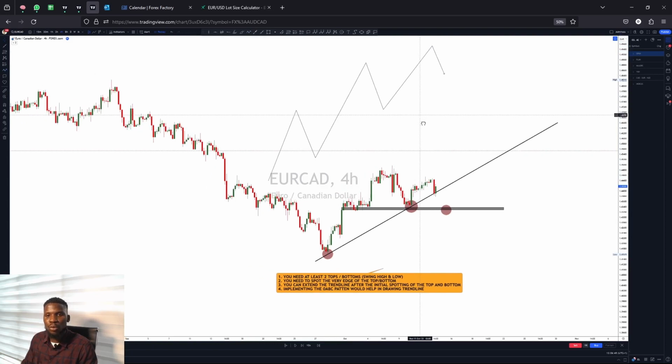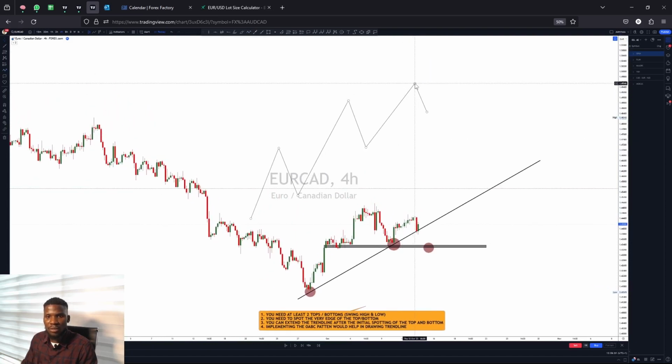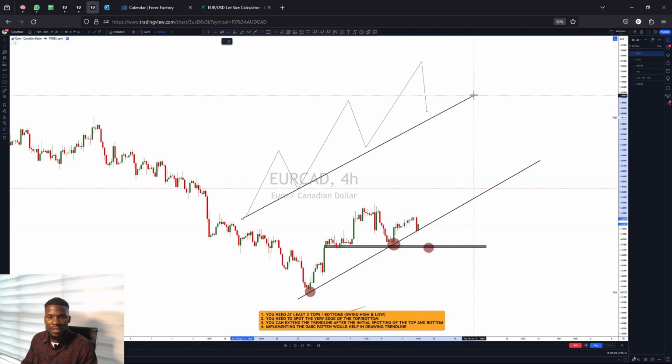When you're drawing a bullish trend line, you connect the swing lows and not the swing highs. When you're drawing a bullish trend line, you connect the what? You connect the swing lows. That's another rule you must know. You connect the swing lows like this. You can see these are the swing lows.